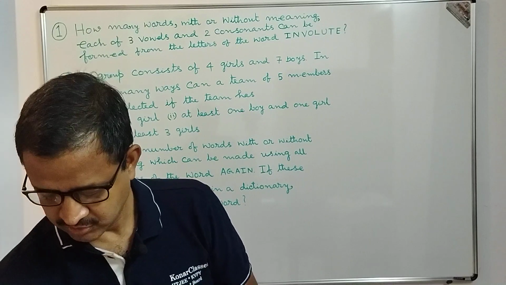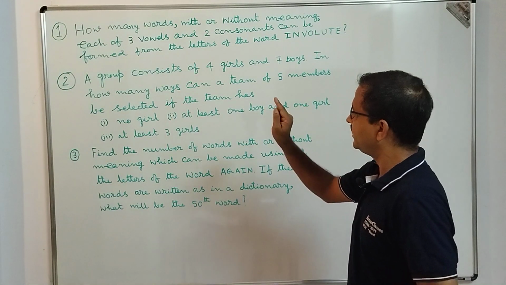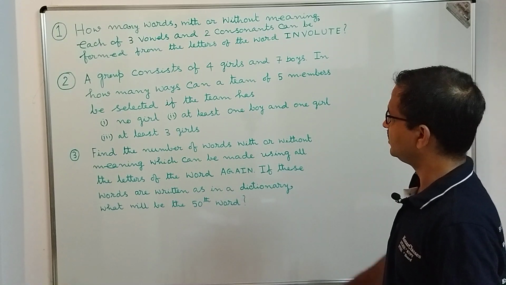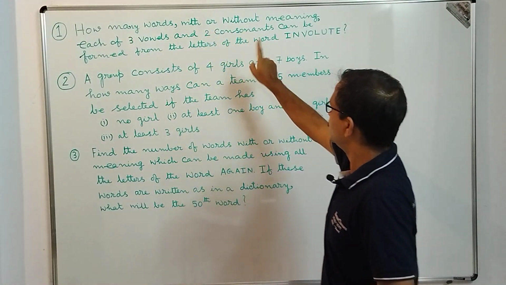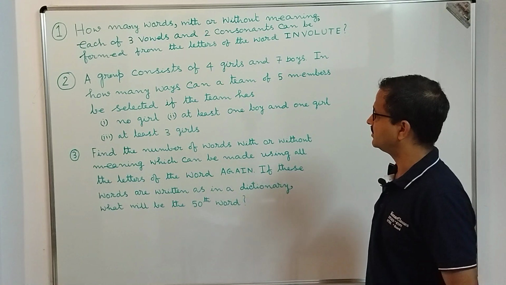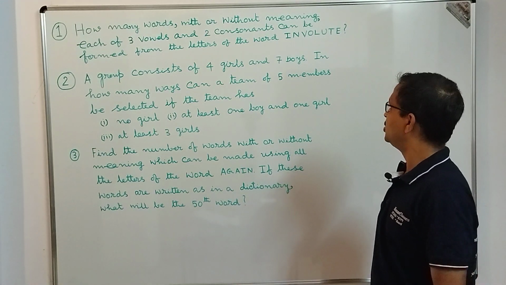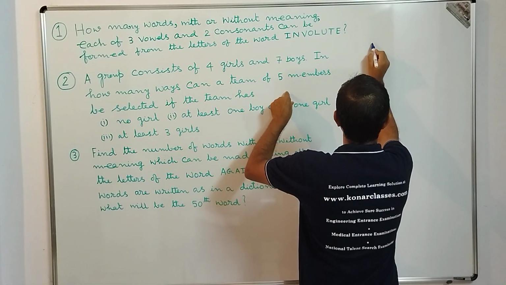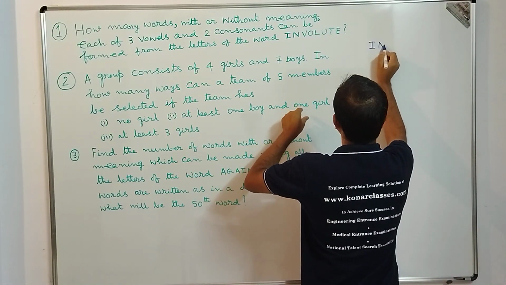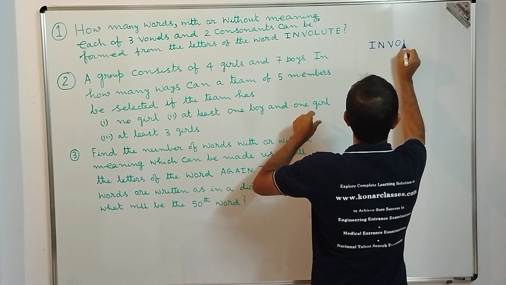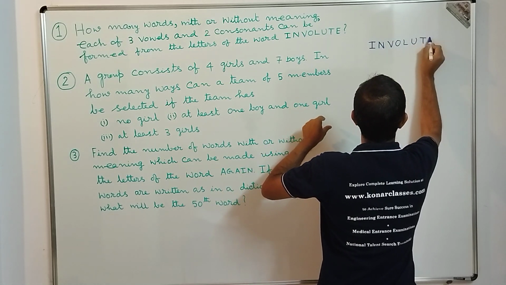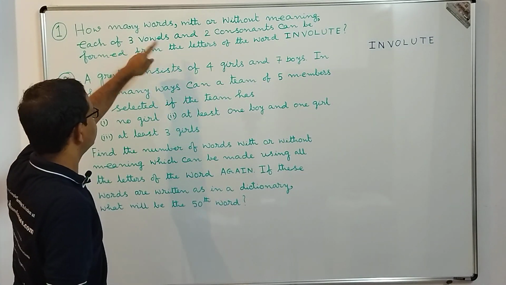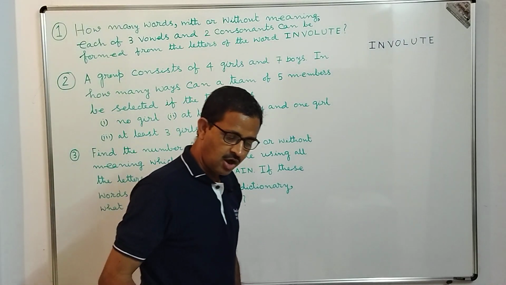The first question we see is: how many words, with or without meaning, each of three vowels and two consonants, can be formed from the letters of the word INVOLUTE? So what is the word here? Involute. I-N-V-O-L-U-T-E. Now as the question is based on vowels and consonants, let us find how many vowels are there.